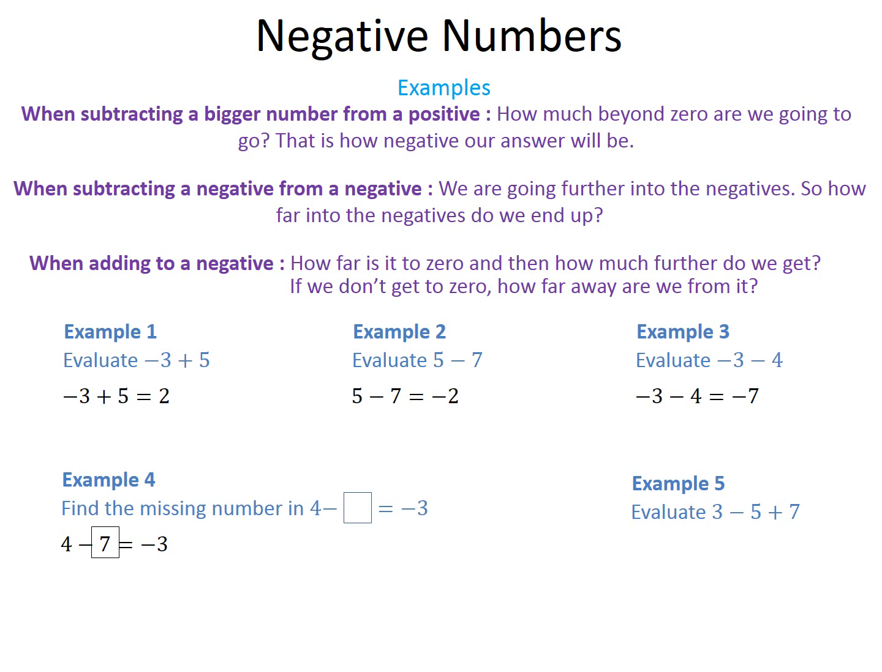And the next one, this time we've got a couple of additions and subtractions. We're going 3 take away 5 plus 7. And the way we're going to do this is we're just going to work left to right. And so we're going to go 3 take away 5 first, and then we're going to add 7. But we're not going to do all that in our head.